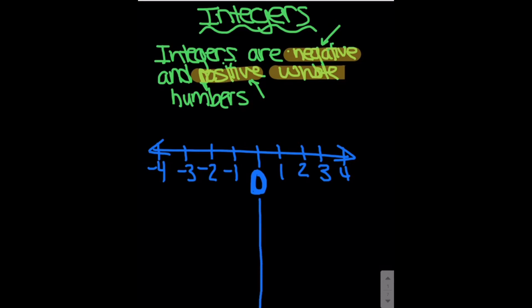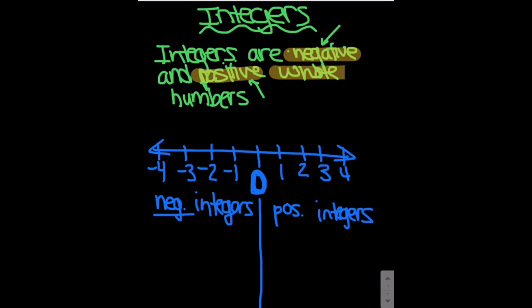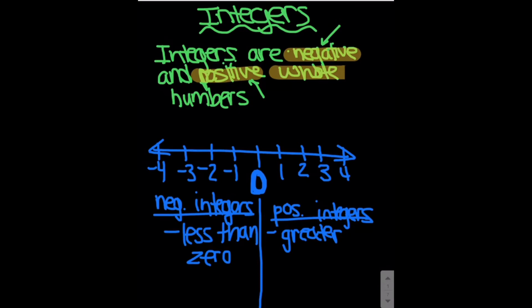So let's just do an example. So negative integers, I'm going to abbreviate integers. And let's do one, let's say positive integers. So negative integers are less than 0. And positive integers are greater than 0.